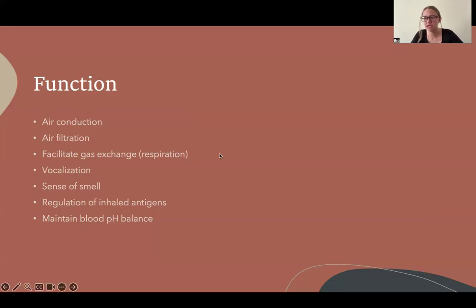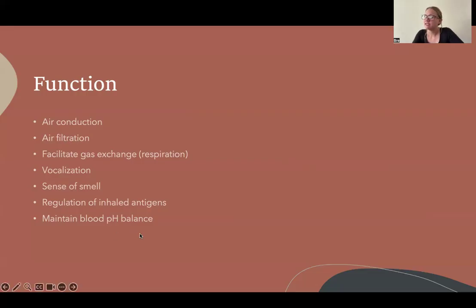Vocalization, that's speech production. Your vocal cords are involved in the respiratory system as well. Your sense of smell, so olfactory epithelium is in the top of your nasal cavity, and that's responsible for your sense of smell or even your sense of taste because they're very closely related, right? If you lose your sense of smell, you lose your sense of taste, usually. Also, regulation of inhaled antigens, that's kind of like filtration, but it's more immune system based. So, fighting off those pathogens if they happen to get that far.